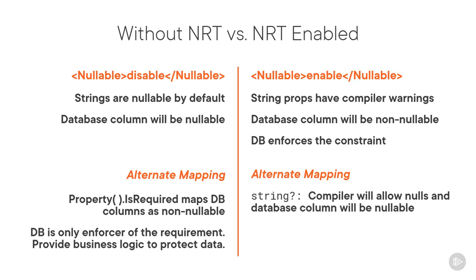But if you have nullable reference types enabled and you haven't explicitly made the strings nullable, then EF Core's convention will be to map that to a non-nullable column. Let's take a look back at the author class we've used throughout this course.